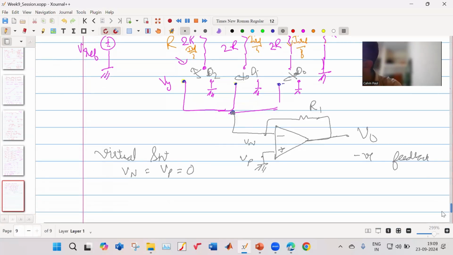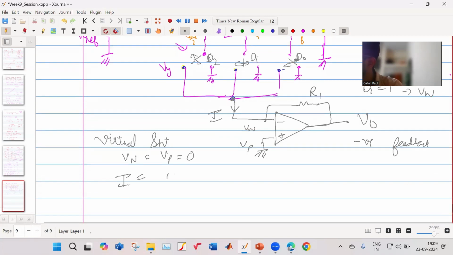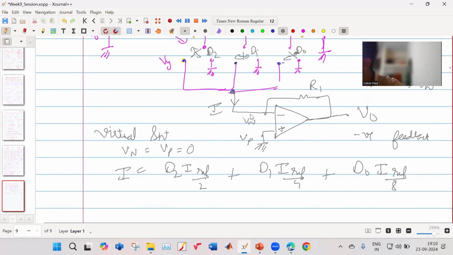Now, what is this current which will flow here? There's some current which will flow here. That current depends whether this is connected or disconnected. So let us say that if D1 is equal to 0, it means it is connected to the ground. If D1 is equal to 1, it means it is connected to Vn. Okay. So your current I actually is D2 into Iref by 2 plus D1 into Iref by 4 plus D0 into Iref by 8. Okay. So this is a current I which is flowing.